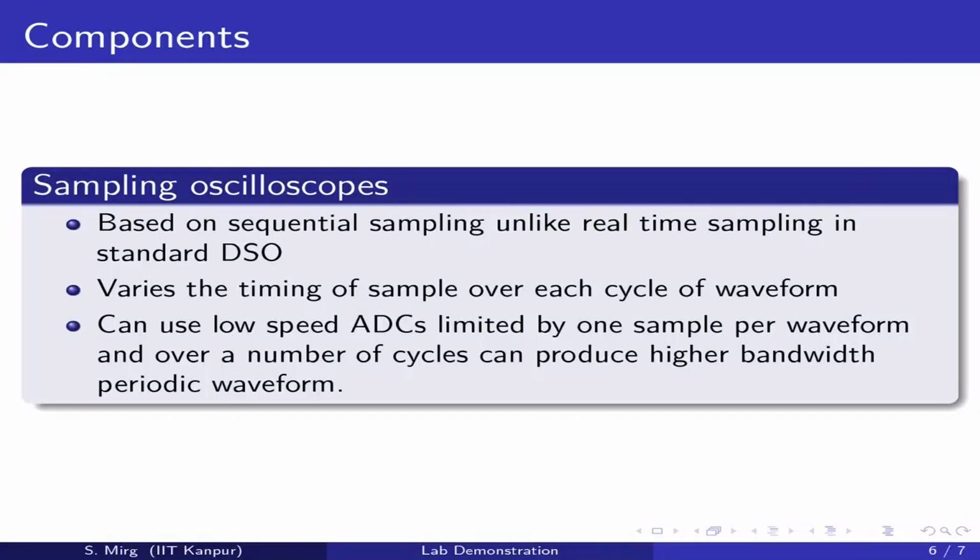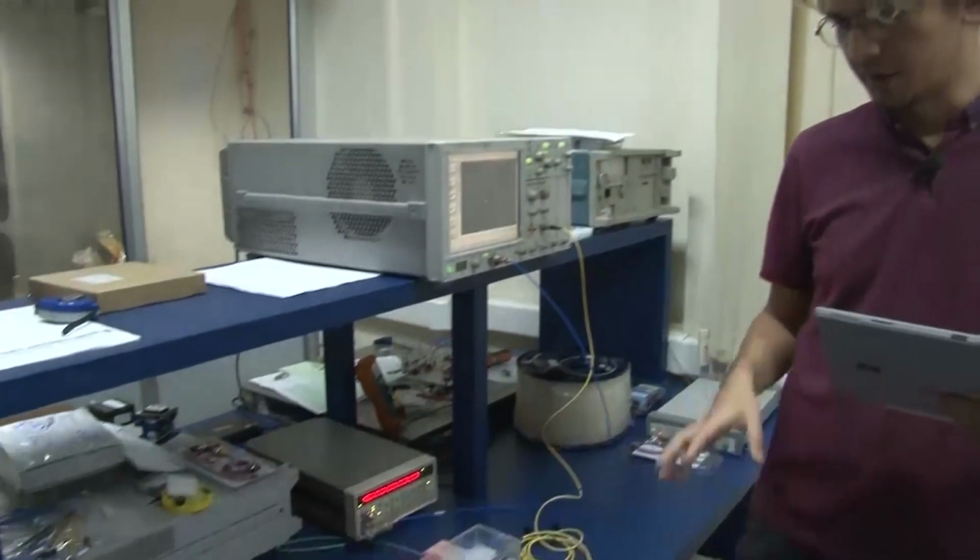Over time we can have a reproduction of high bandwidth signals, so we can go up to 20 gigahertz even though the ADC might be at a lower speed. So sampling oscilloscopes help us capture waveform data at even higher frequencies as compared to standard digital storage oscilloscopes, which are limited by the speeds of the ADC itself. Now we come to the setup here. I'll run you through all the setup that we have here.